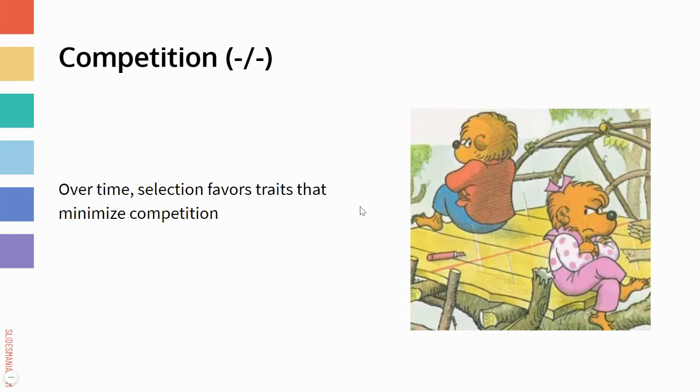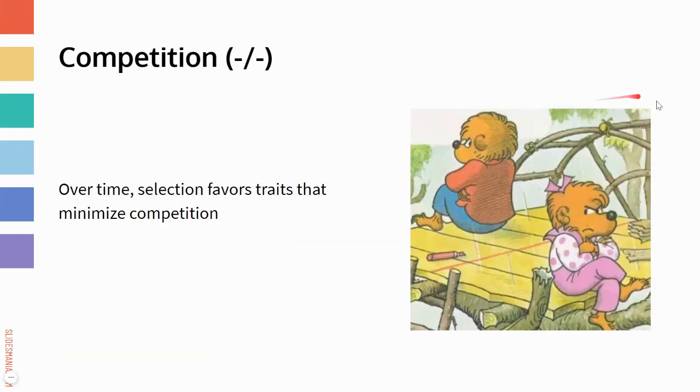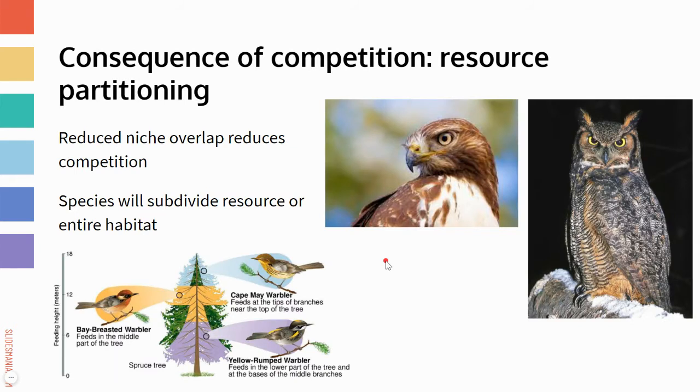There's less food for both because they both use it, and it would only be worse for both of them if, in addition to that, they were also fighting over it. So instead, we see what's called resource partitioning, where basically species will find a way to draw that line across the room, but in nature.